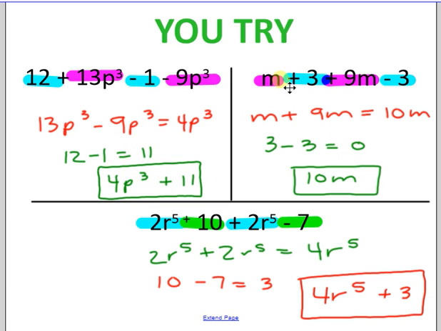For the next one, you have m plus 9m, and remember there's an invisible number 1 there, so it's 1m plus 9m is 10m. But then you have 3 minus 3, which is 0, so your answer is just 10m. For the last one, you have 2r to the 5th power plus 2r to the 5th power, which is 4r to the 5th power. And then you have 10 minus 7, which is 3. So 4r to the 5th power plus 3.